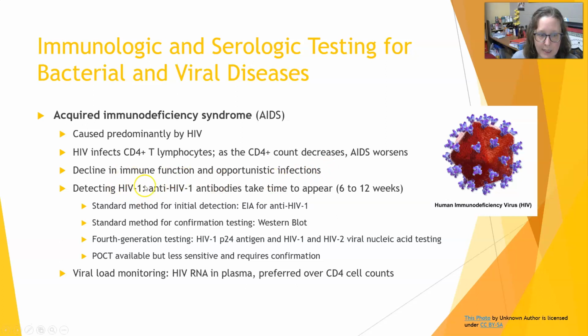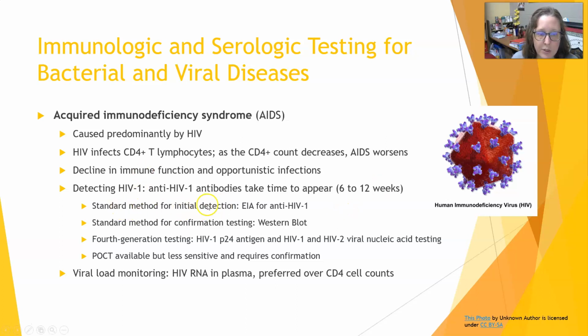We can detect HIV-1, but anti-HIV-1 antibodies take time to appear. It takes 6 to 12 weeks. So if there's a suspected exposure to HIV, it is good to test at the time of suspected exposure, but if that test is negative, it really needs to be repeated at 3 months and 6 months to make sure that it is indeed negative, because it is very possible that there was exposure but it's not detectable for several months.